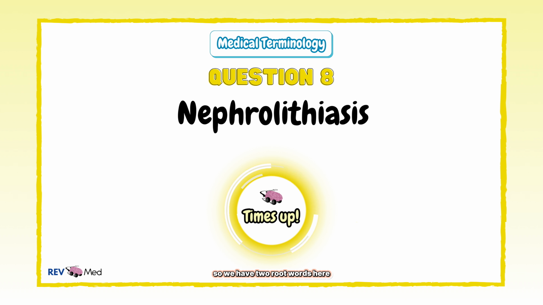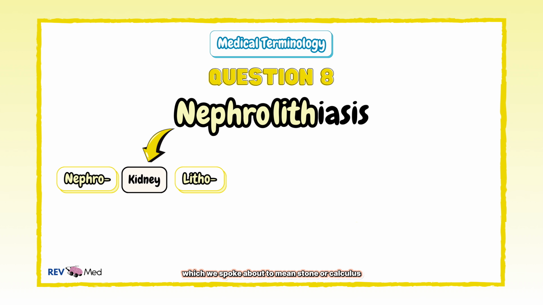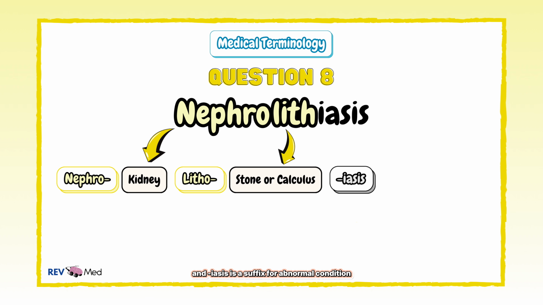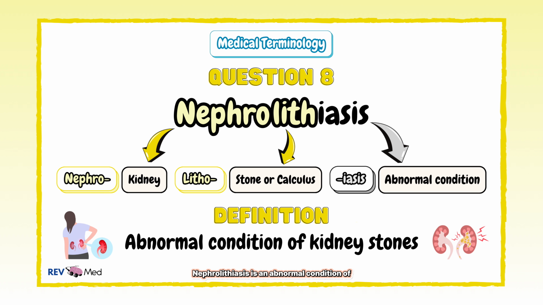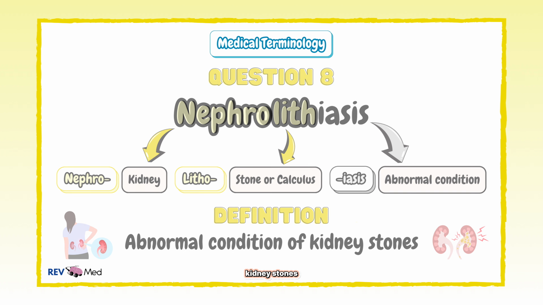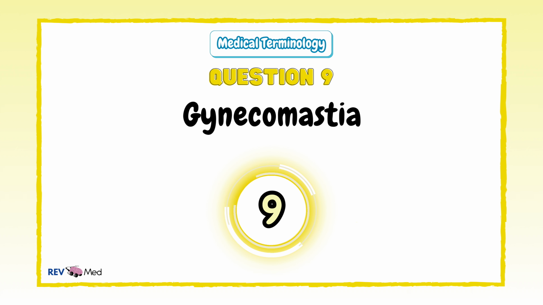So we have 2 root words here. Nephro, which means kidney, and litho, which we spoke about to mean stone or calculus. And iasis is a suffix for abnormal condition. Nephrolithiasis is an abnormal condition of kidney stones. Question 9. Gynecomastia.